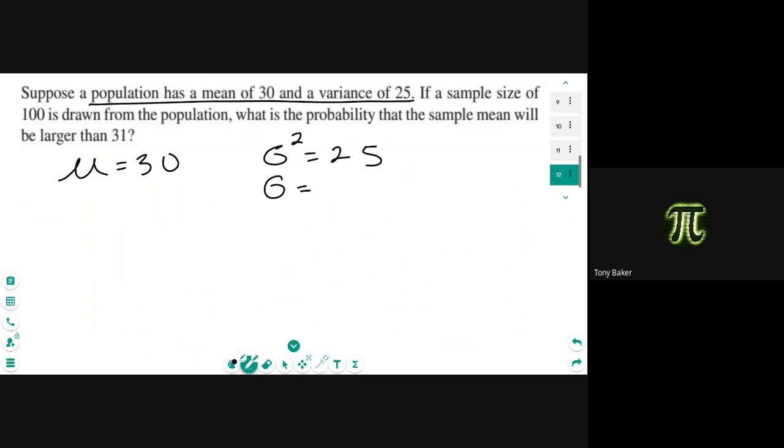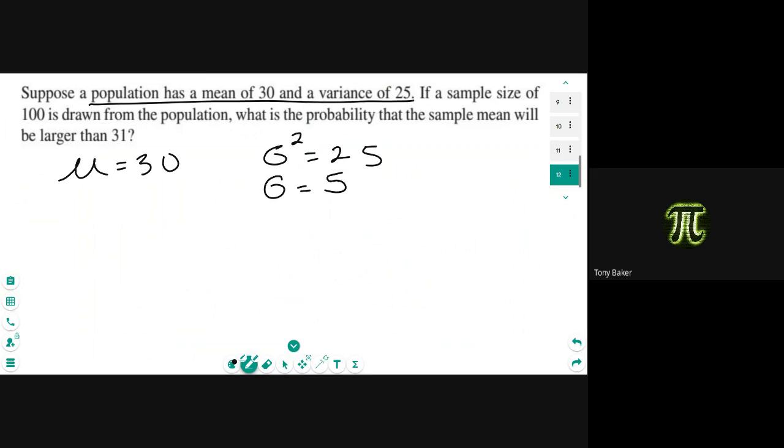So what's the square root of 25? 5. Very good. Did you say it? Yeah, and I don't want to say it. Huh? I didn't want to say it. Oh, okay. 5. So that's my standard deviation.